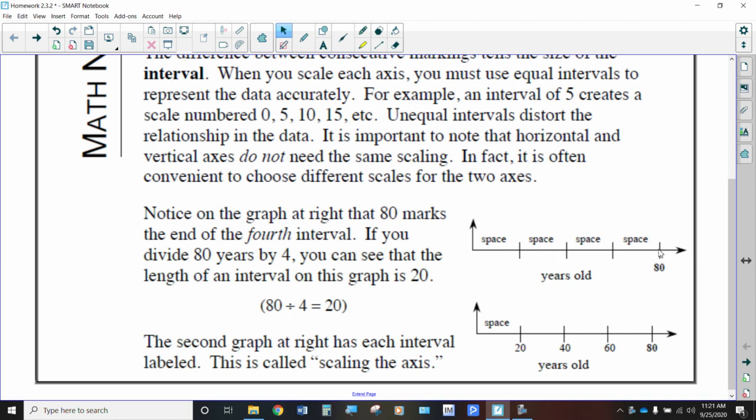How you choose to space that out is entirely up to you, but each one of these has to be the same distance and it has to follow a counting sequence. So if you're going to take 1, 2, 3, 4 steps to get to 80, you have to take 80 divided by 4, which means every one of these is going to be counting by 20. So this should be 20, this should be 40, this should be 60, and then that is 80.